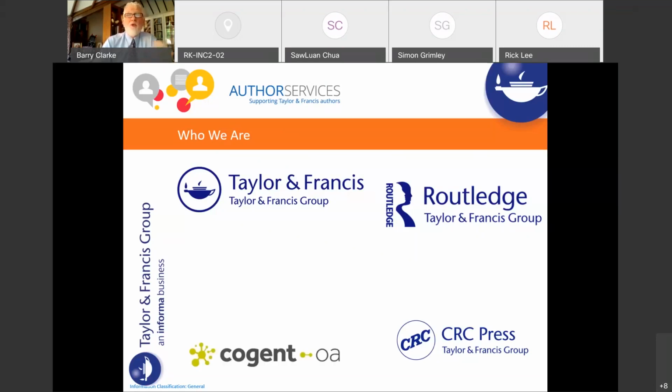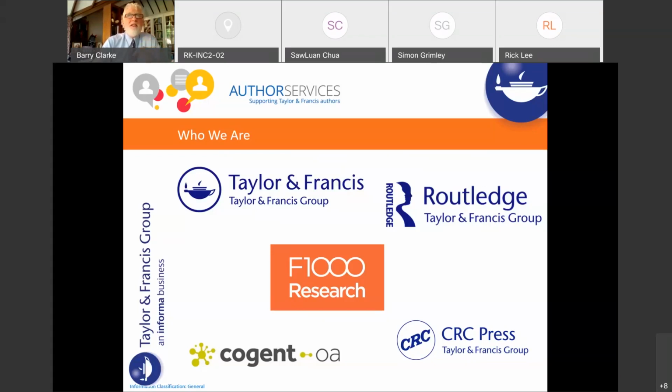We've kept up with the times. We are an open access publisher. We have an imprint called Cogent. And this year, we've acquired an organization called F1000 Research, which provides open access, open research platforms to institutions and to funding bodies. So that's how we fit into the ecosystem of academic publishing.